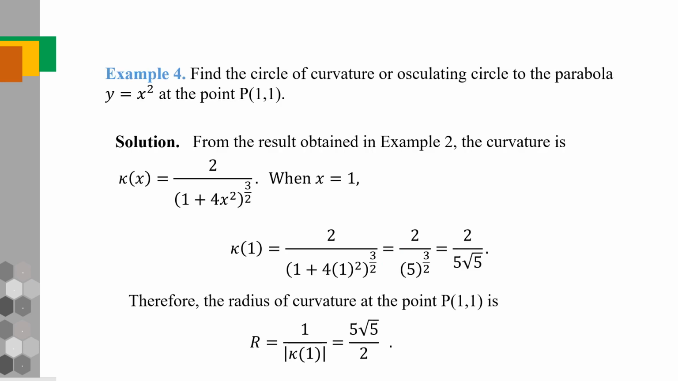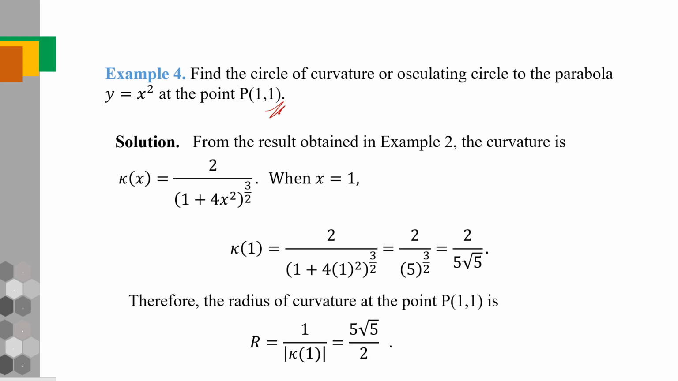Okay. So, next example is find the circle of curvature or oscillating circle to the parabola of y equals x squared at the point 1, 1. Okay, so from the result we obtained in example number 2, yung kanina, ang curvature is equal to 2 over 1 plus 4x squared raised to the 3 halves. So, actually, yung point natin kanina is yung 0, 0. So, ito, yung point natin is yung 1, 1.